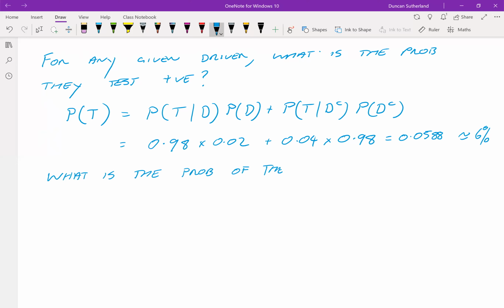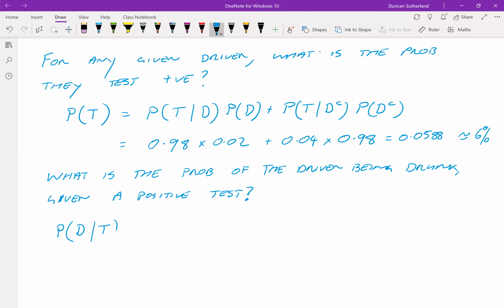The driver being drunk given a positive test result. So old mate gets pulled over, he blows in the breatho, he returns a positive result. What's the probability that old mate's actually drunk? That is P(D | T).